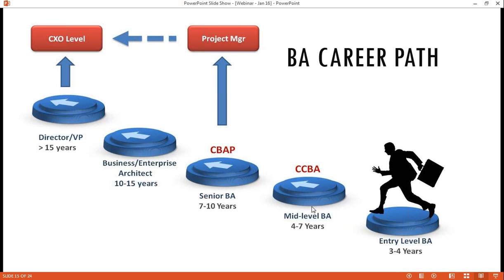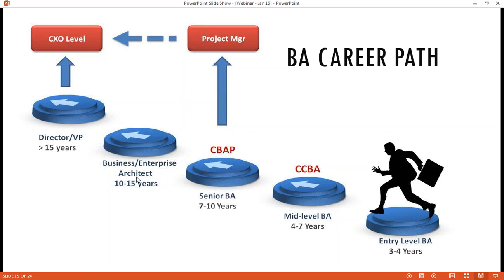CBAP is nothing but Certified Business Analysis Professional, and it is endorsed by the IIBA, the International Institute of Business Analysis. Once you are at a senior BA level, you have the option to either go to the project manager role, or you can also become the architect. An architect is the one who knows the entire enterprise. He knows exactly where what is working.